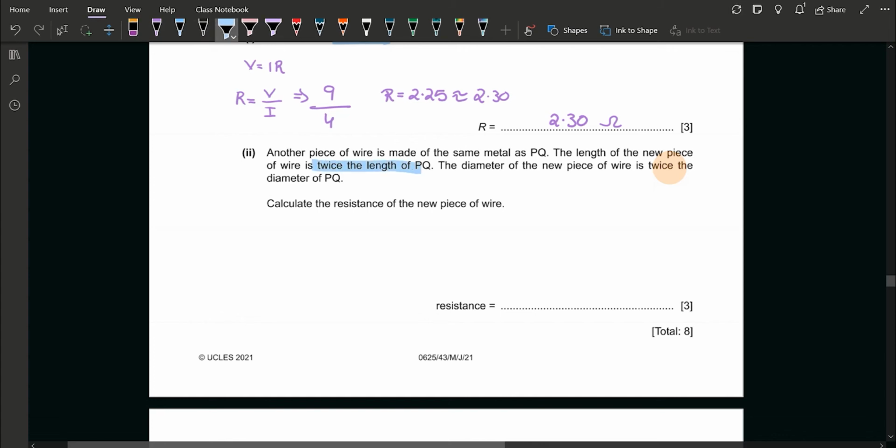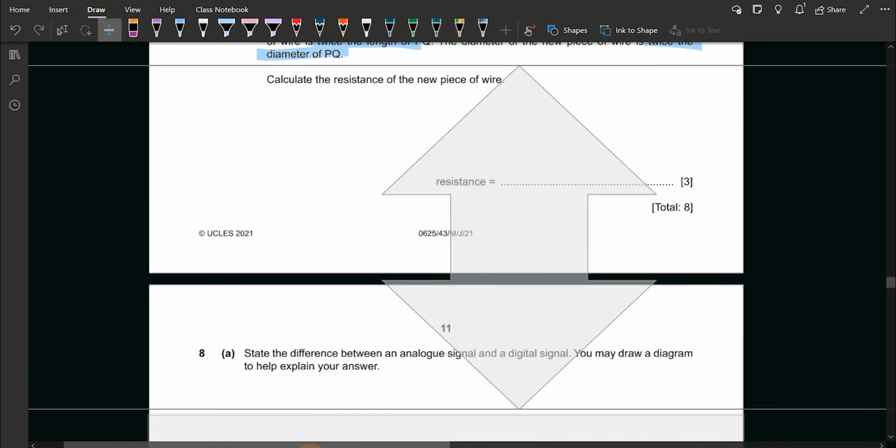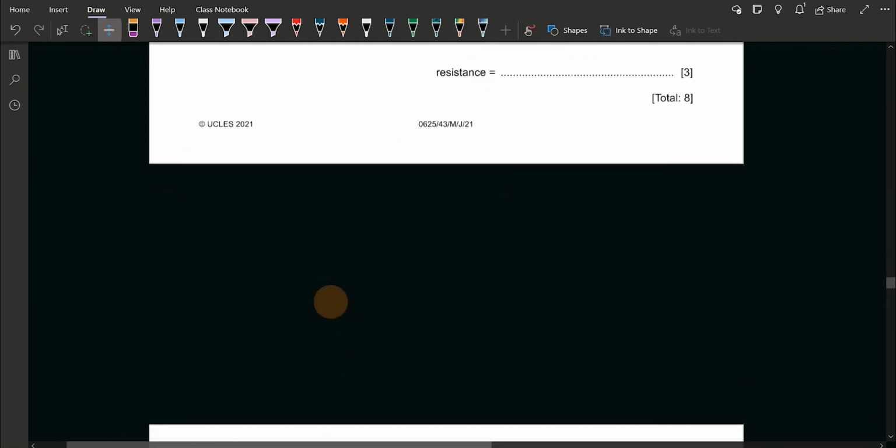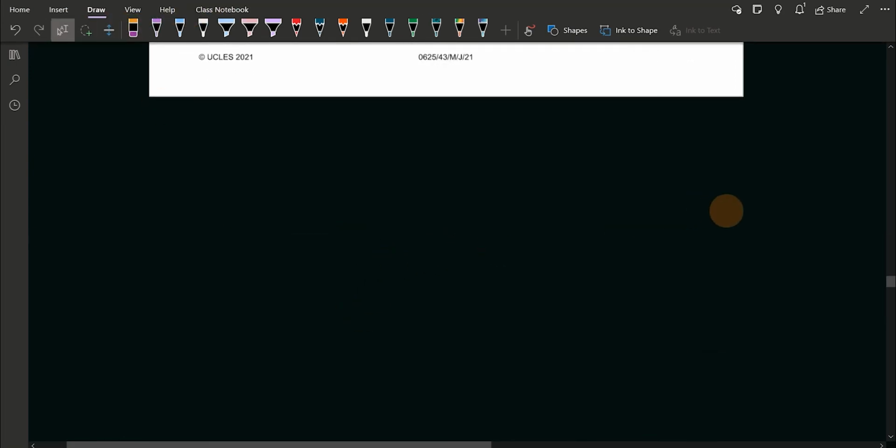The diameter of the new piece of wire is twice the diameter of PQ. So this question is a little difficult, and I'm going to explain it with a new type of method, and you have to bear with me to understand the whole thing. So what we have is we're going to be using R equals resistivity into length divided by area.